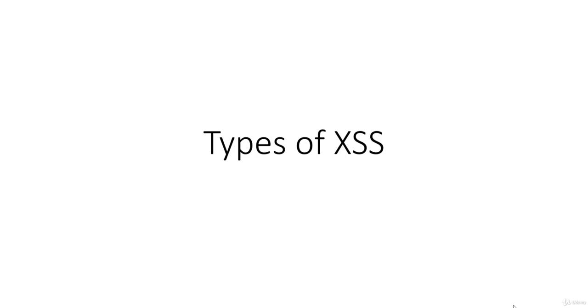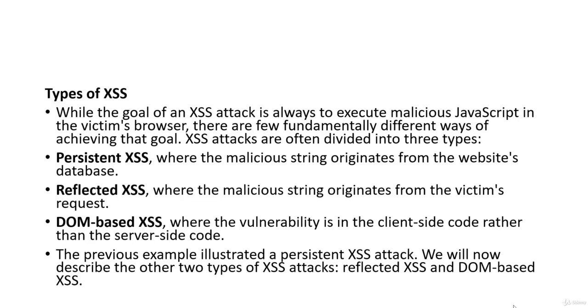So let's see the types of the XSS attack, which is basically the types of cross-site scripting attack. So we have a bunch of types over here. The goal of the XSS attack is always to execute the malicious JavaScript code. We have already seen some of the examples in the previous lectures. So there are a few fundamentally different types of achieving that goal, which is basically executing the malicious JavaScript code. XSS attacks are often divided into three types.